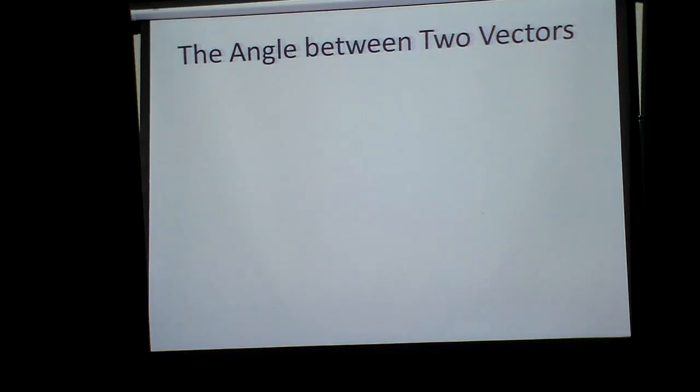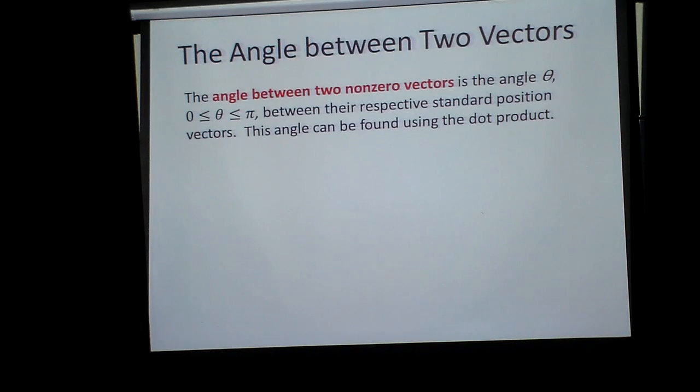Okay, finding the angle between two vectors. Now this one's probably going to take a little more thought. So first off, let's look at it. The angle between two non-zero vectors is the angle theta, which will be between 0 and pi, between the respective standard position vectors. This angle can be found using the dot product.